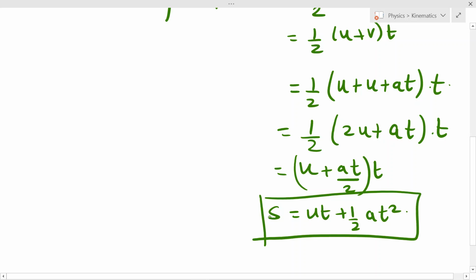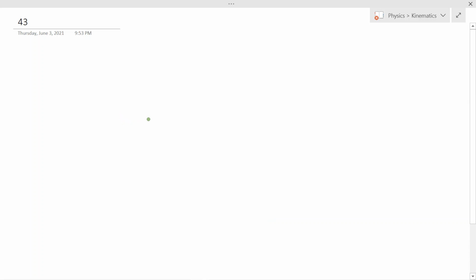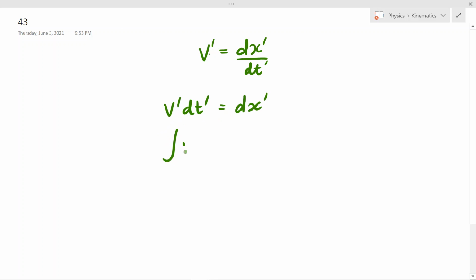We can also prove this using the calculus method. Let's see how. Let's say my velocity v dash is equal to dx dash by dt dash, the change in the displacement over time. Now I can write it as v dash dt dash is equal to dx dash. Now let's integrate this result. So this will be v dash dt dash is equal to dx dash. Now what will be the limits of the integration? This is from 0 to t, and this is from, let's say, x0 to x.